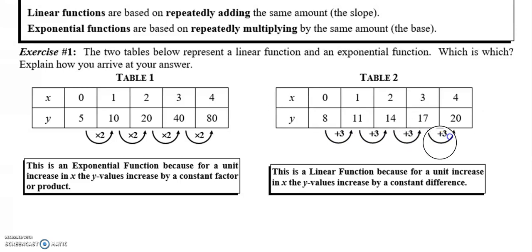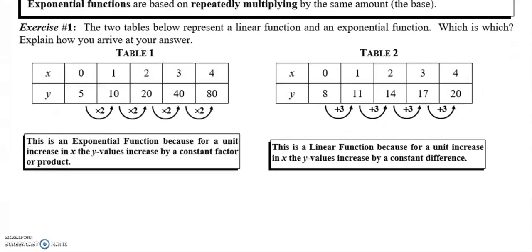So these are increasing by the same amount, like up 3, up 3, up 3. So that would be linear because we're adding. And again, you don't have exactly what we're saying as long as you understand that this is repeated addition, or you could say there's a constant rate of change that's going up the same amount each time. All right, so let's keep moving on here.